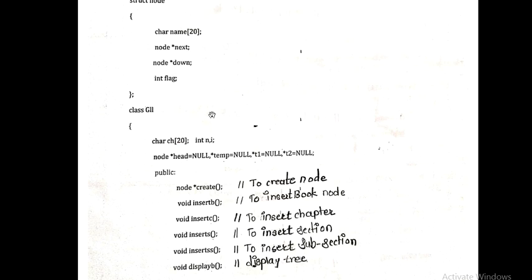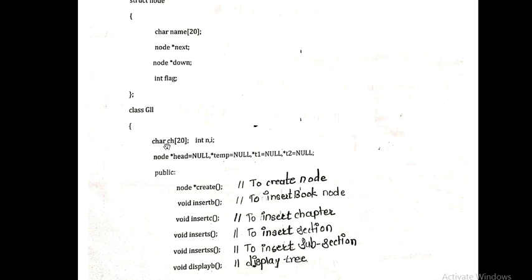The class name is GLL. Here we have defined the class GLL. Now in that class we have declared some variables, and we have also declared some functions. So let's see what are the different variables and the functions we are having.